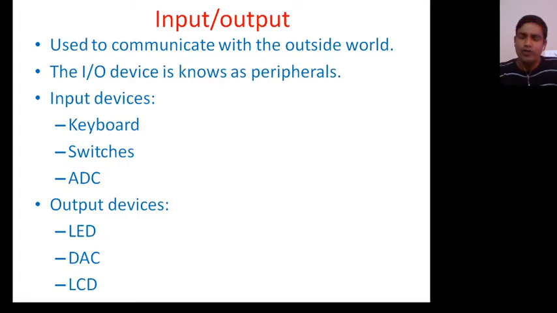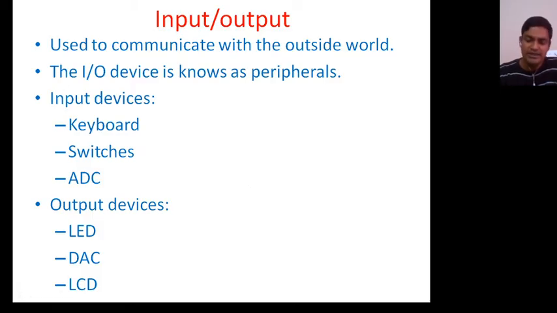Now, input and output devices. What are the functions of input and output devices? They are used to communicate between the microprocessor and its outside world. Its outside world means peripherals. Okay, it will connect the microprocessor with peripherals. And what are input devices? Keyboard, switches, ADC, analog to digital converter. Output devices: LED, DAC, digital to analog converter, and LCD. These are your output devices.